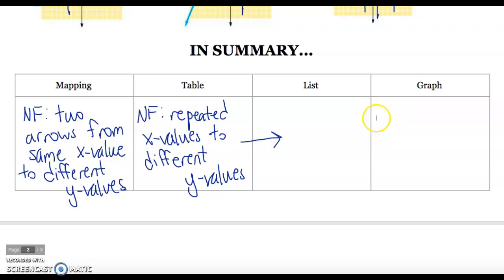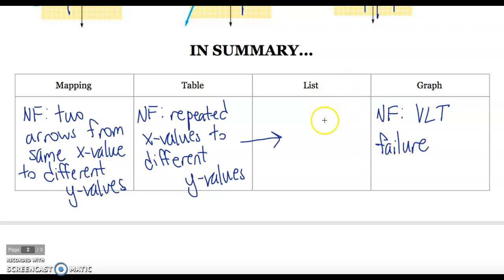And then lastly, for a graph, to see a non-function and whether it exists or not, you just have to do the vertical line test, abbreviated VLT, and it would fail the vertical line test. So it would pass through 2 or more points.